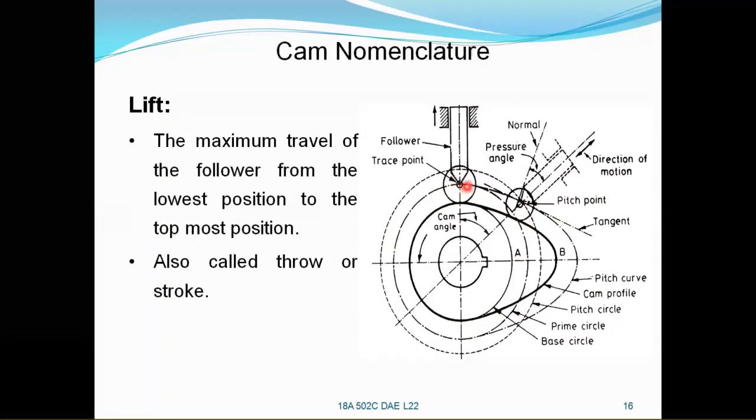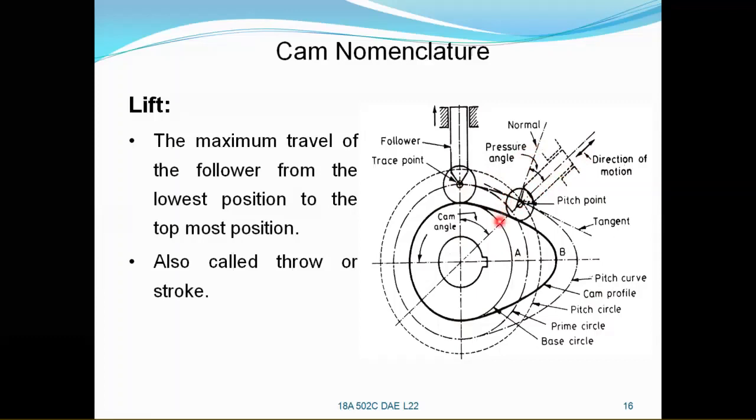In case of roller follower, the center of the roller is the trace point. In the knife edge follower as well as the flat follower, it is the point, or in case of flat follower, it is the middle point, right? It is the trace point. So next is lift, which is the maximum travel, and the pressure angle is the angle between the direction of the follower and the normal of the pitch curve.